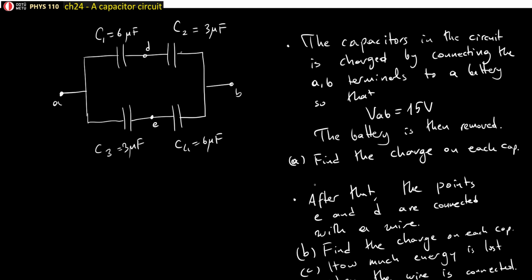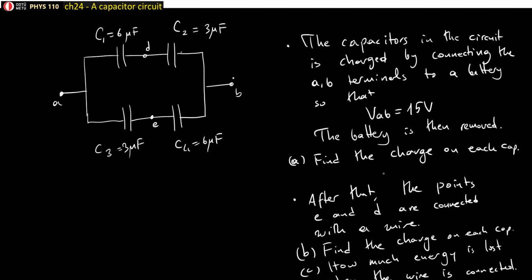Okay, let me quickly describe what happens in here. So first of all, we have these 4 capacitors connected like that, and they are initially empty. And after that, we just connect these 2 terminals to a 15-volt battery. And then after that, the battery is removed. And at this stage, we are going to compute the charges on each capacitor, the energy, and things like that.